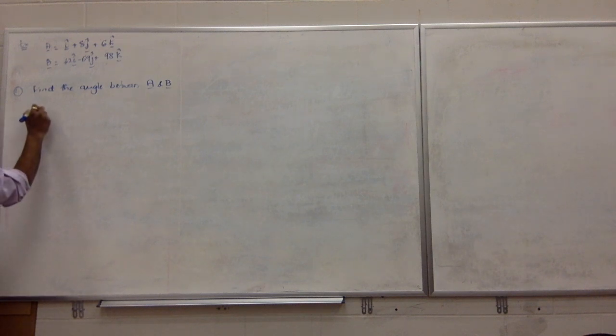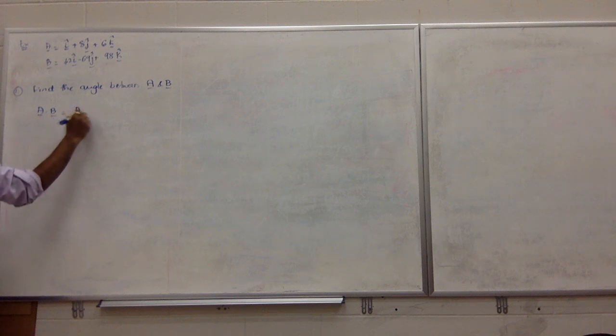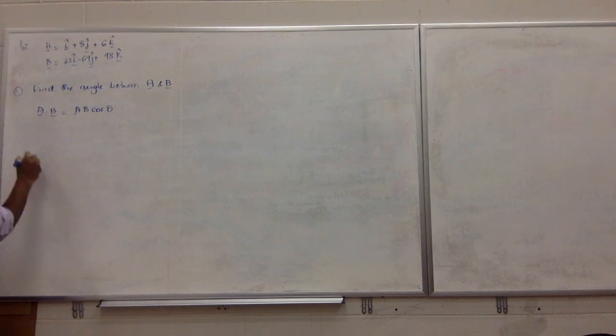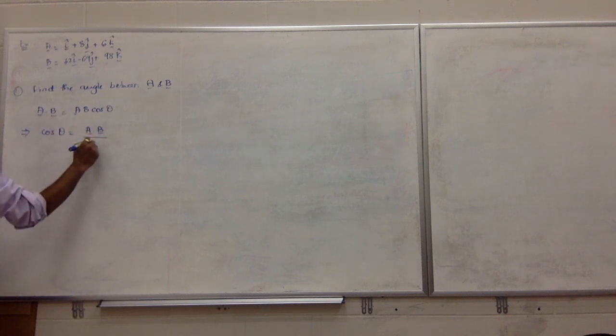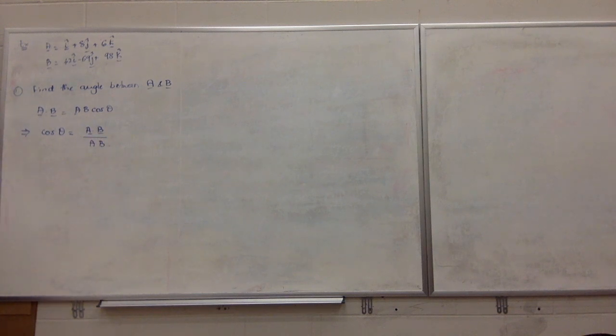You can do it, think about it like this. You have A dot B is what? A B cosine theta, right? This implies cosine theta is A dot B divided by AB. Alright? So A dot B is simple.